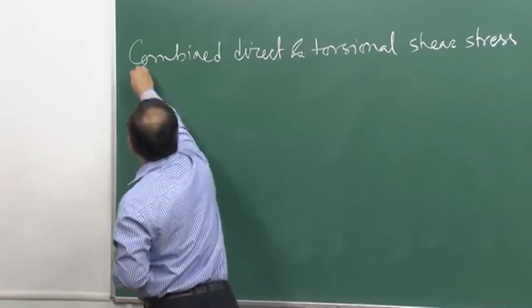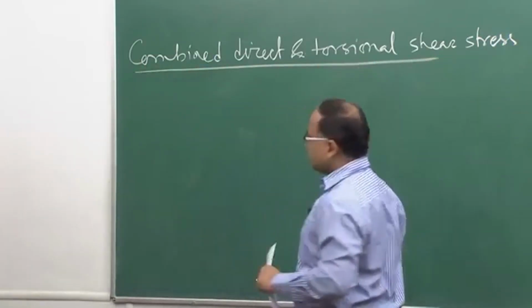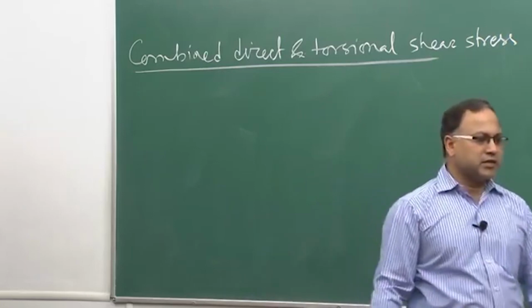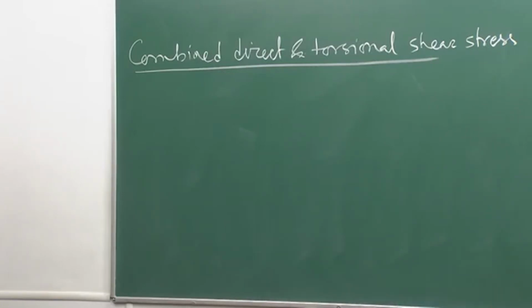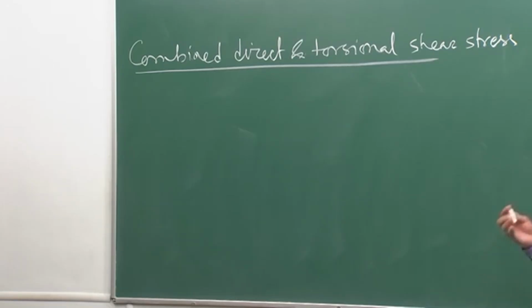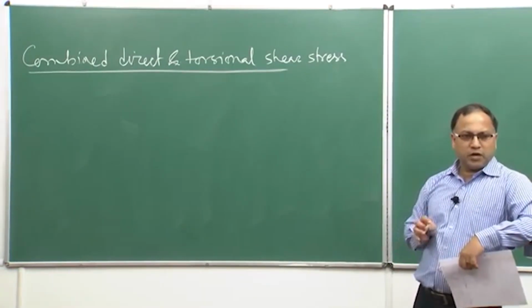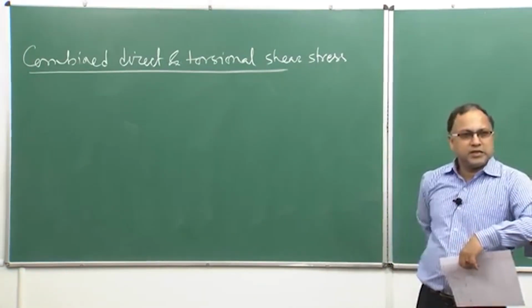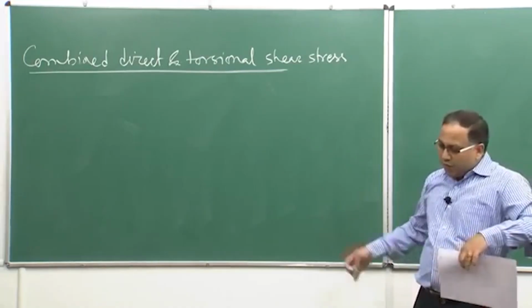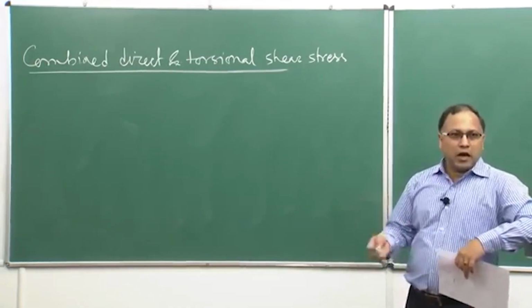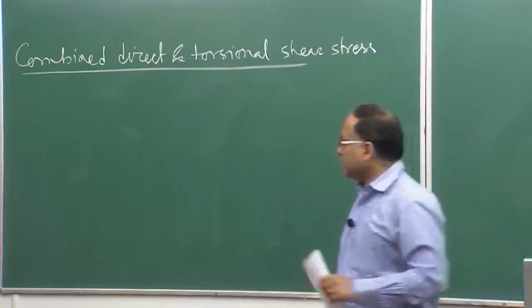So, this is not very uncommon. On several occasions you may get this kind of situation, where the slender member is experiencing direct shear stress, that means the shear stress coming from your shear force and bending moment, and at the same time you are applying the torsional moment, the twisting moment. Because of that also the cross section is suffering from shear stress. Now, if you try to combine these two, how will it look? That is the question.